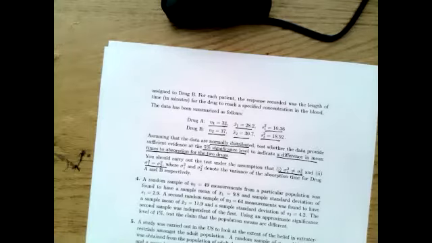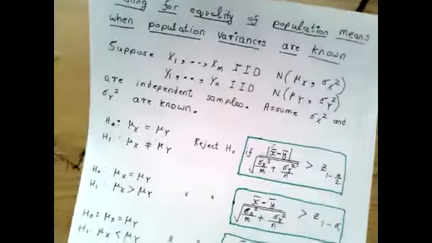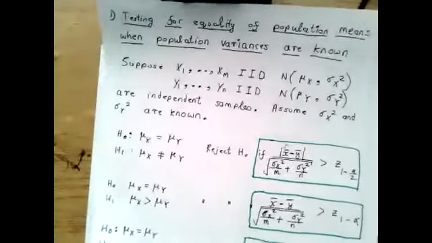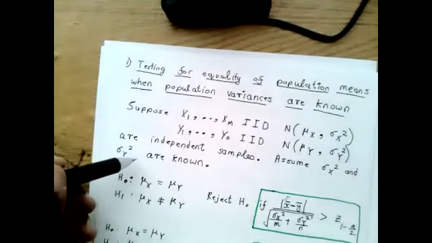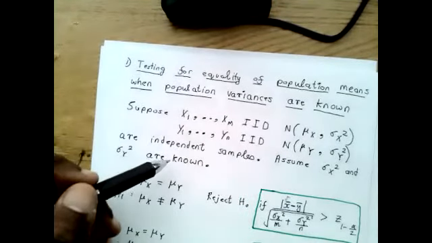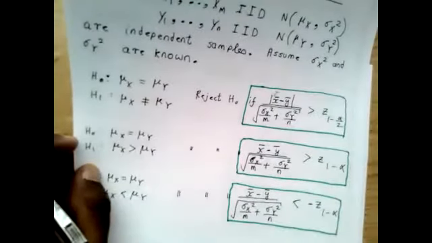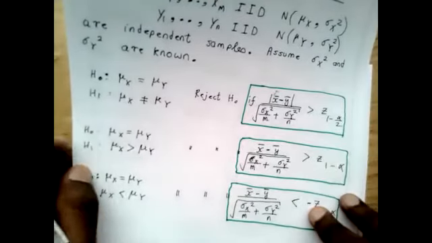This is the formula sheet. Remember, this is the formula sheet I showed you. Now, in this case, we are assuming that the population variances are known, right? In these three rejection rules, we are assuming that the population variances are known.